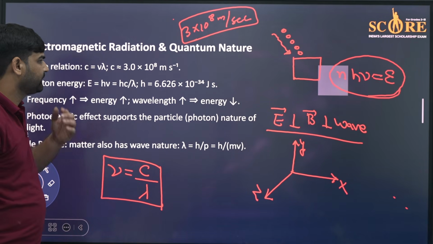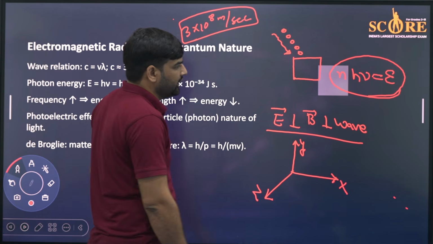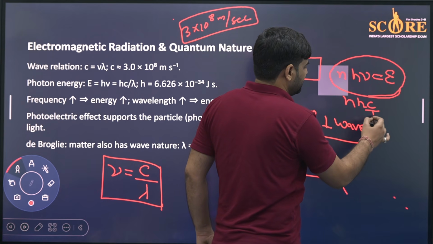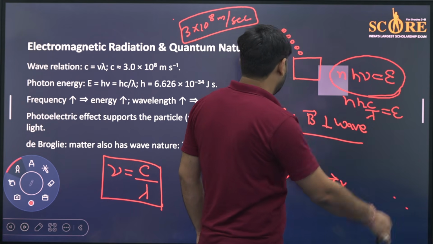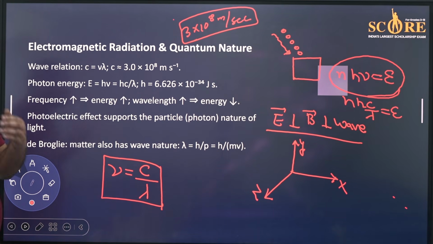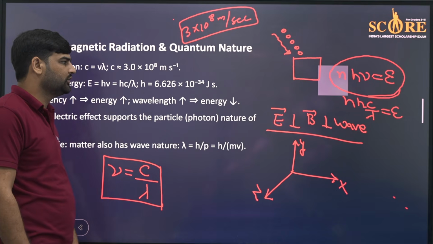If we put data of nu, then you will find n h c by lambda. This will be energy. Here h is Planck constant, and value for this is 6.62 multiplied 10 raised to power minus 34 joule second.